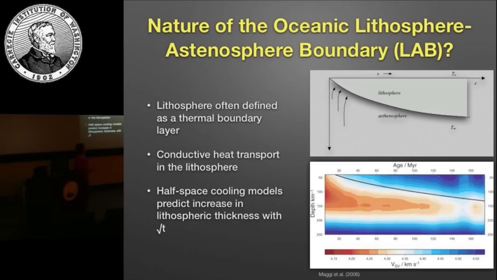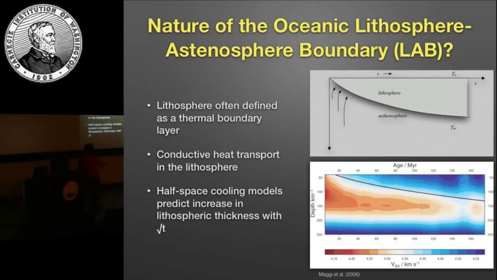we think, at least there's a lot of literature saying that it's probably a thermal boundary layer. That we have heat transport by conduction in the lithosphere, while we have advection in the asthenosphere. And if that's the case, half-space cooling models tell us that the thickness of the lithosphere should increase smoothly as it gets older, as with square root of time. And this seems to be supported by many tomographic models based on surface waves.